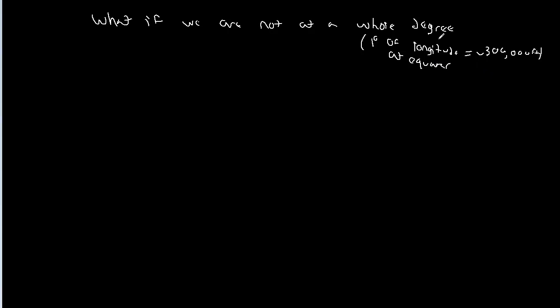And so what if we were somewhere in between this? What do we do? Well, there's two ways that we can do this. The first is with what's called decimal degrees. And just as the name implies, it is a decimal number of a degree.